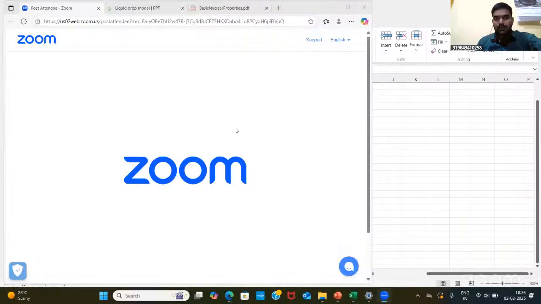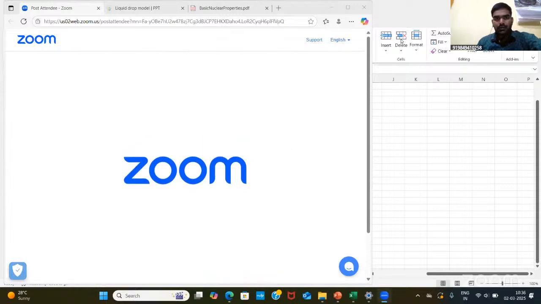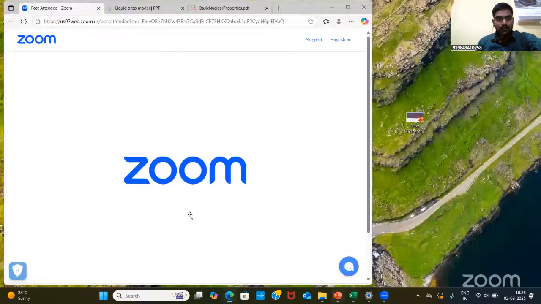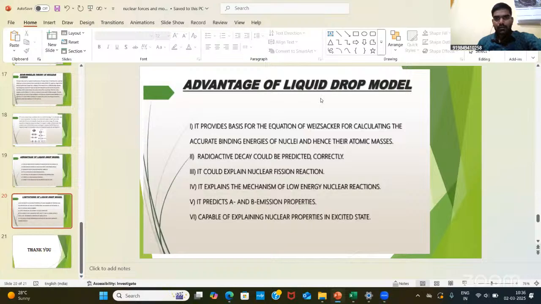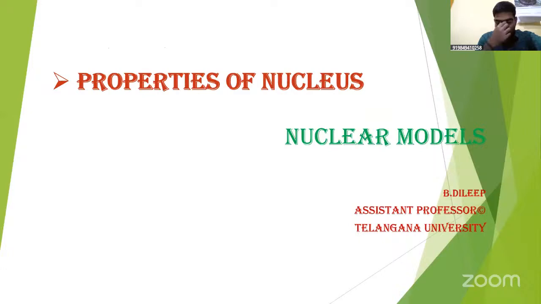So, if you see, I try to share the screen. So, properties of nucleus. I hope it is sharing. Here, we are going to see what the properties are. So, I hope you know what the nucleus contains.